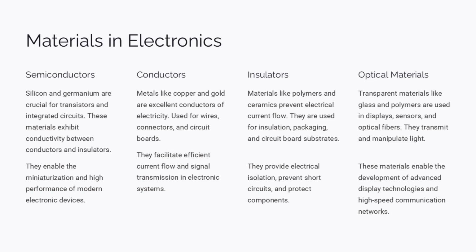Insulators like polymers and ceramics provide electrical isolation, prevent short circuits, and protect components. Optical materials like glass and polymers are used in displays, sensors, and communication networks to transmit and manipulate light. These diverse materials work together to power the advanced electronics we use every day.